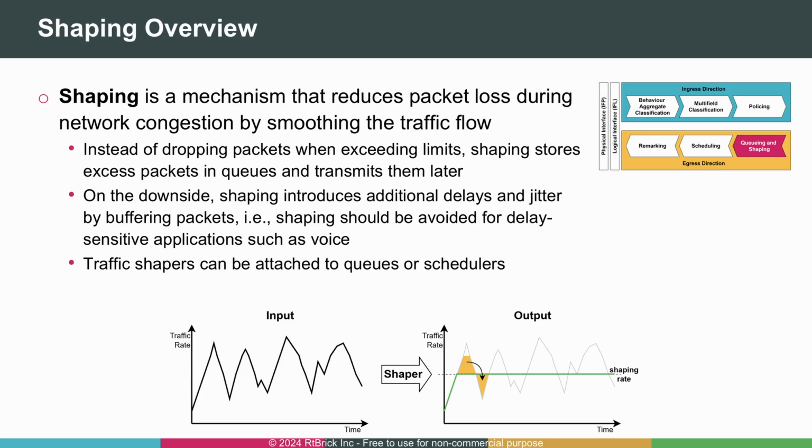It is important to note that while shaping improves network stability and reduces loss, queuing packets introduces additional delay and jitter, which can negatively affect delay-sensitive applications such as voice or video. Therefore, shaping must be configured carefully based on the type of traffic being handled. In RBFS, shapers can be attached directly to queues to control traffic at a granular level or assigned to schedulers to shape traffic across multiple queues collectively. We will demonstrate the latter approach in the next section.